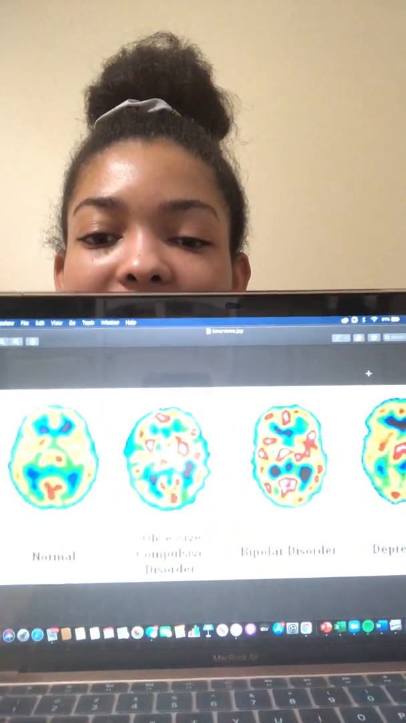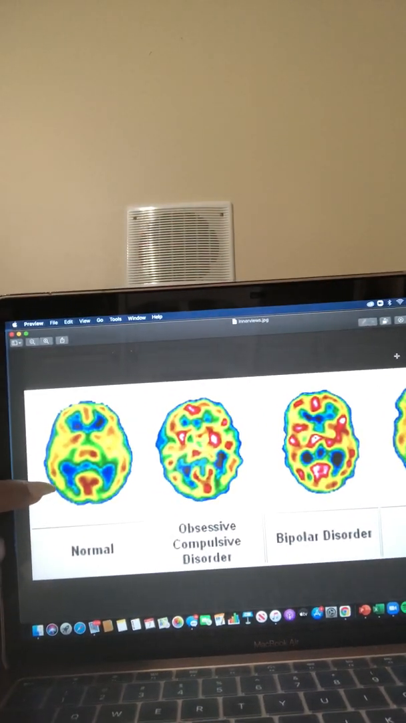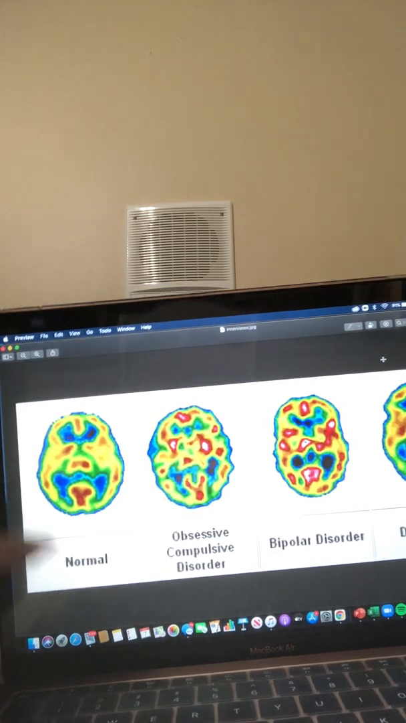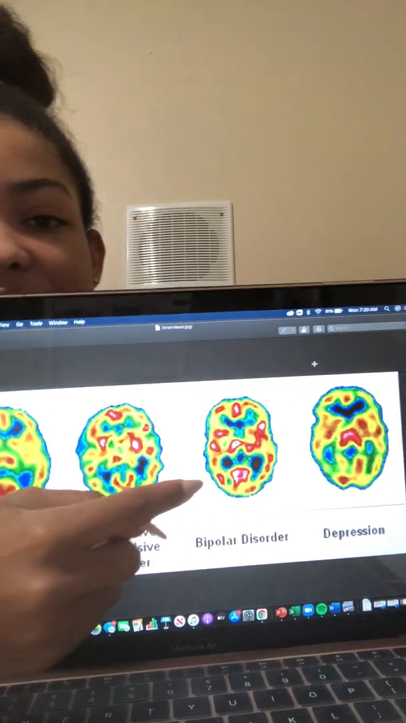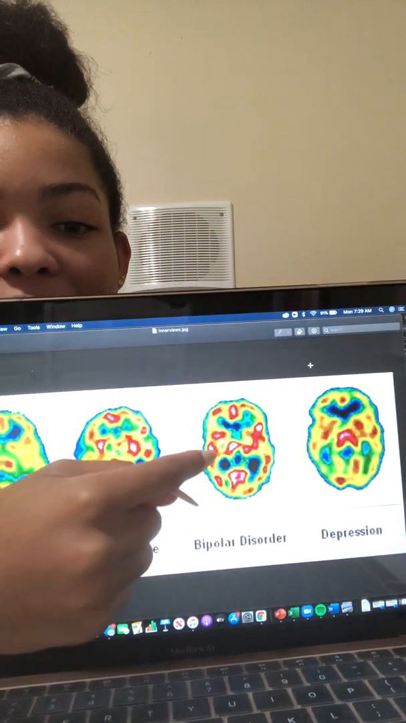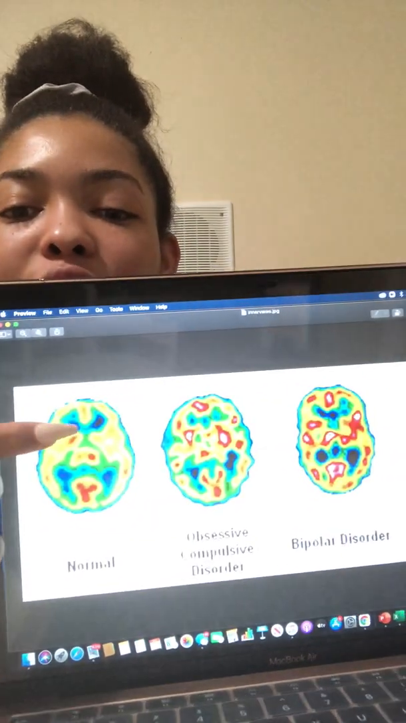So as you can see, this is the brain of a normal brain. And there are various diseases listed here, and then this is the brain of a person with bipolar disorder. And as you can see, there's so much more activeness, so much more happening in these parts of the brain than in someone with a normal brain. But as I said, this has not yet been proven to diagnose different brain disorders, but it's a new method that scientists are using for research purposes.